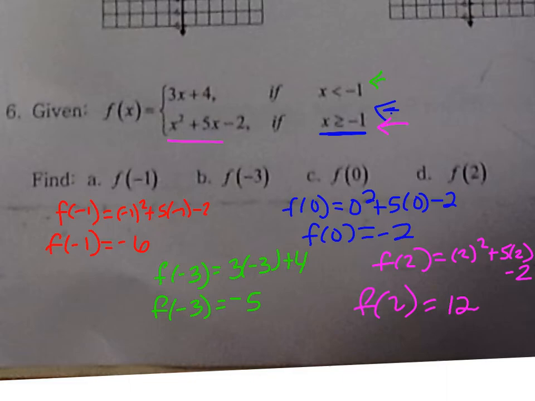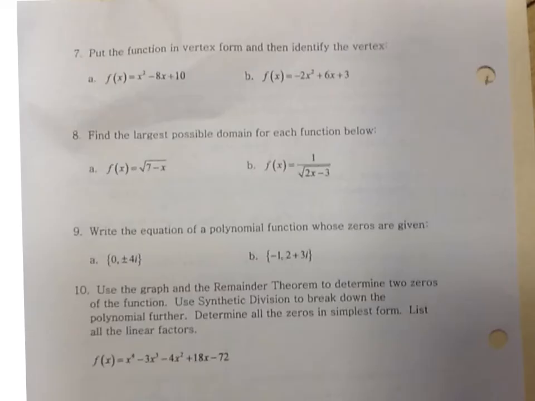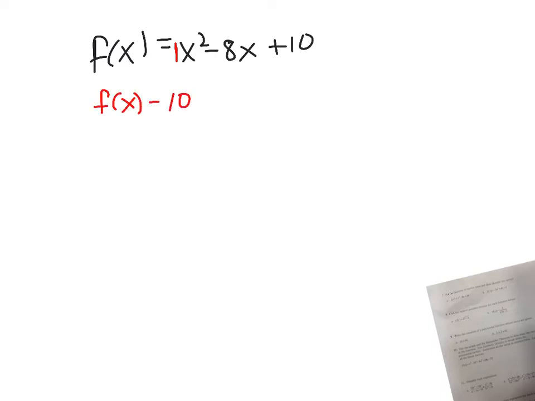All right, let's take a look at 7. So 7 says here to put the function in vertex form and identify the vertex. All right, so let me minimize this here. So we have f of x is equal to x squared minus 8x plus 10. Remember, we're going to complete the square. My leading coefficient is a 1, that's what I want. Minus the constant over. So we have f of x minus 10 equals x squared minus 8x.